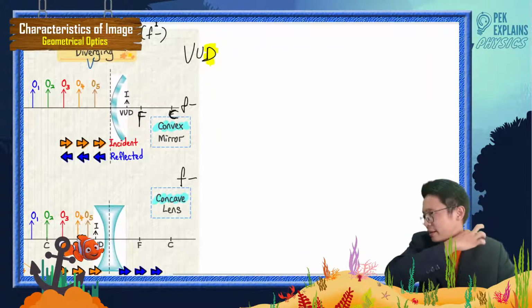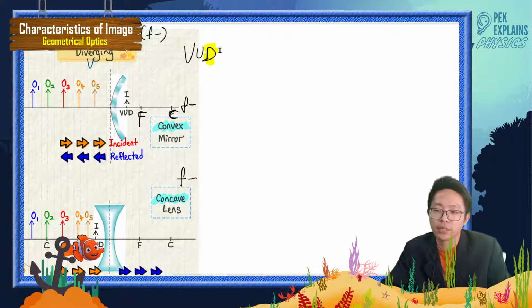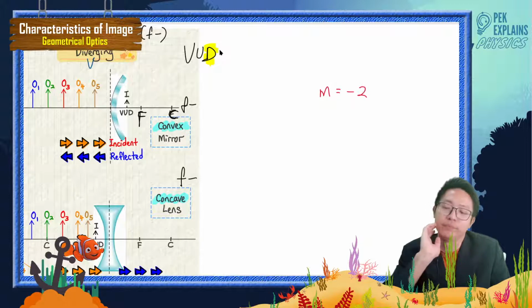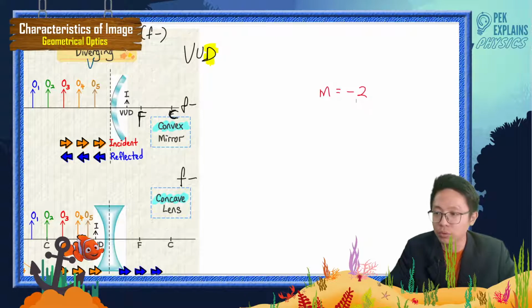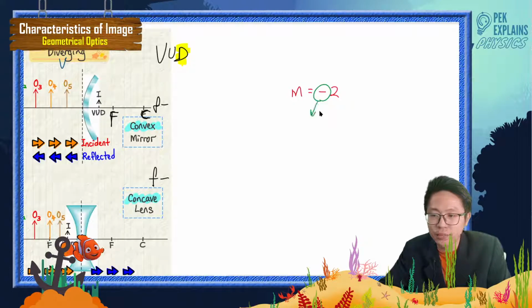Now let's say I have one question. The question gives you a hint: magnification equal to -2. It forms an image with magnification equal to -2. What can you conclude from this? What type of image is it, and what type of mirror is used? The negative sign means what? Negative m means inverted.